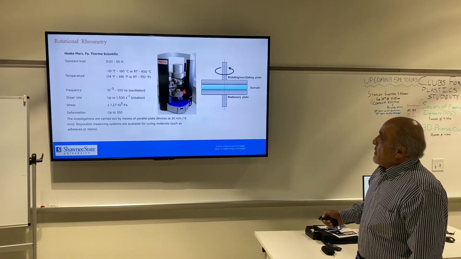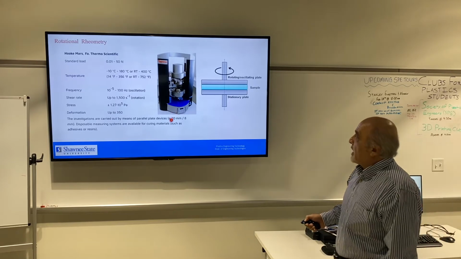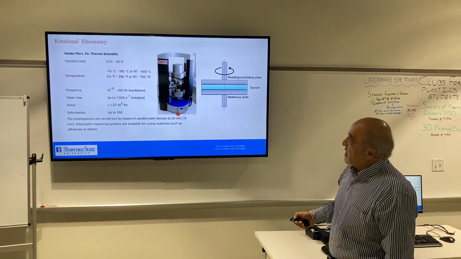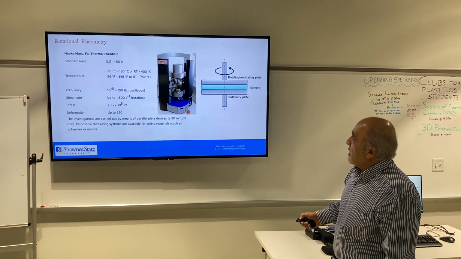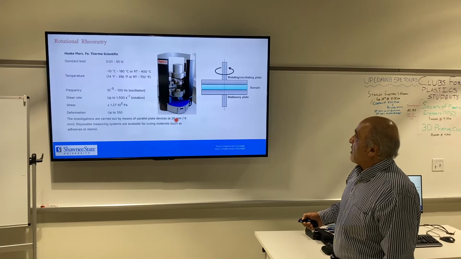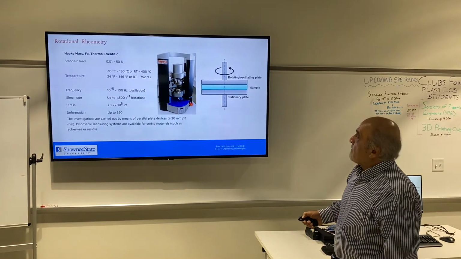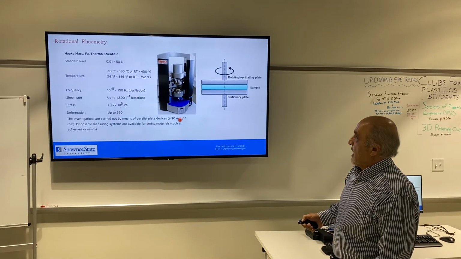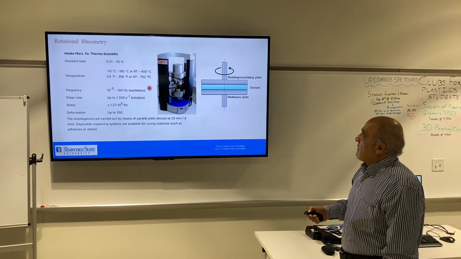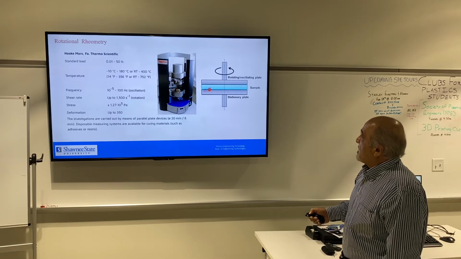The sample geometry that we have here is 20 millimeter diameter and 8 millimeter thickness. So this is a disc with this dimension, 20 millimeter diameter and 8 millimeter thickness. This is a standard for most dynamic testing.